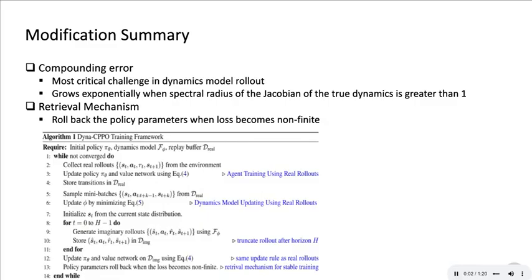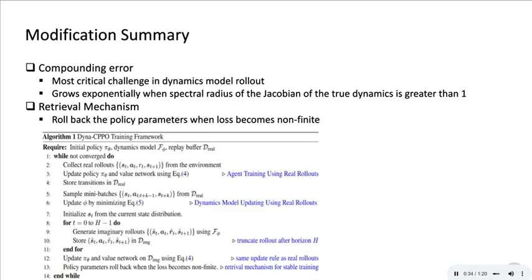The compounding error emerges as the most critical challenge in the dynamics model rollout. It can grow exponentially when the spectral radius of the Jacobian of the true dynamics is greater than 1. To cope with this challenge, we develop a recovery mechanism where we roll back the policy parameters whenever the loss becomes non-finite. This treatment prevents numerical crashes and stabilizes the training process.